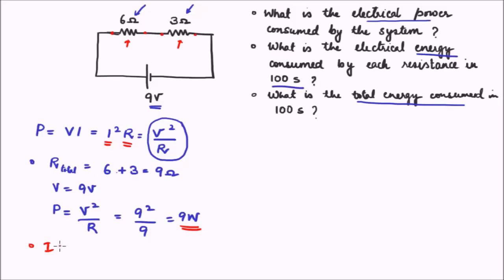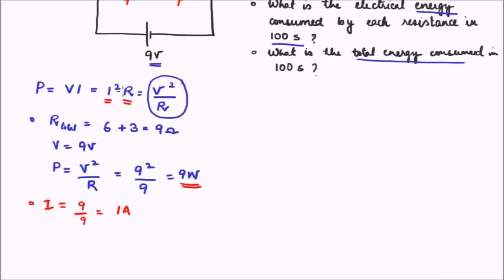Therefore, we can use Ohm's law of I is equal to V by R. My V is 9 volt and total R is 9 ohm. That gives me a current of 1 ampere flowing through the first resistor and the second resistor. Using that knowledge and using the formula for power as I square R, let me find out the power through the 6 ohm resistor. That will be I square R, where I square is 1 square and R is 6. That gives me 6 watt.